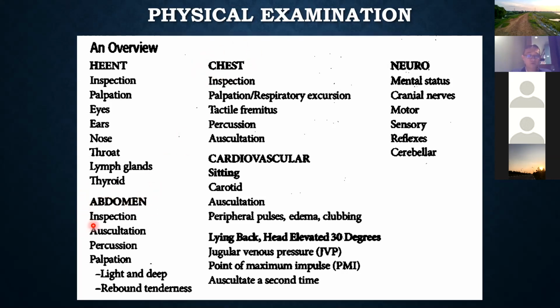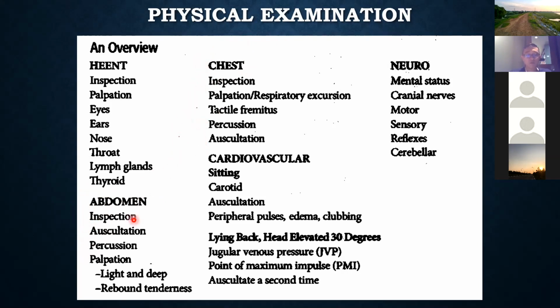Pretty different here. As you can see here in the abdomen, we do the inspection first. We do the auscultation, percussion, and then palpation. But in the chest, we do the inspection first, and then palpation, percussion, and auscultation. Okay, different. And I want you guys to follow that order because it's really important.